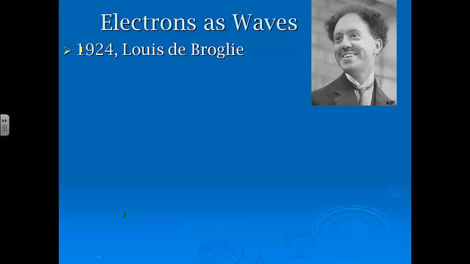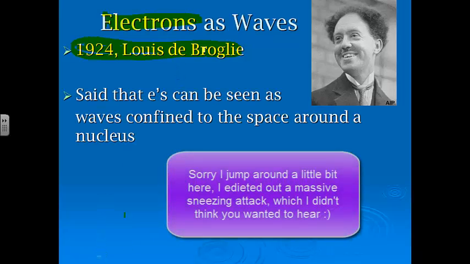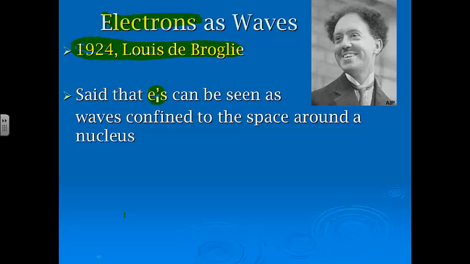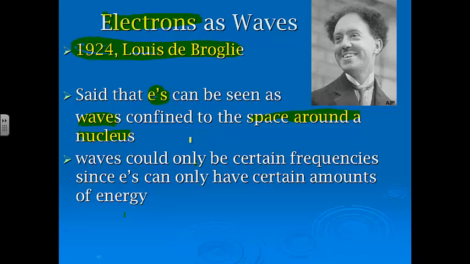So, okay, one of the guys to come along that was important is Louis de Broglie. And what de Broglie said is, let's treat electrons like waves. Essentially, if it took Einstein to say, let's treat light like particles, he just flipped it around and said, let's treat electrons like waves. And what de Broglie said is that we can view electrons as little waves confined to the space around the nucleus. And again, you don't necessarily have to understand why he explained it that way, just that he could.